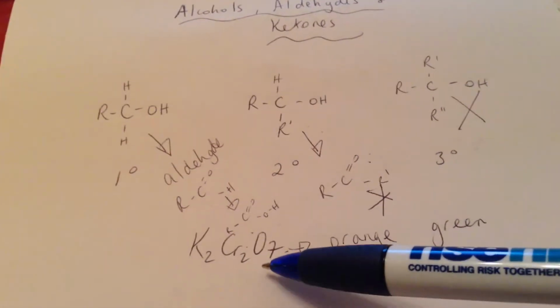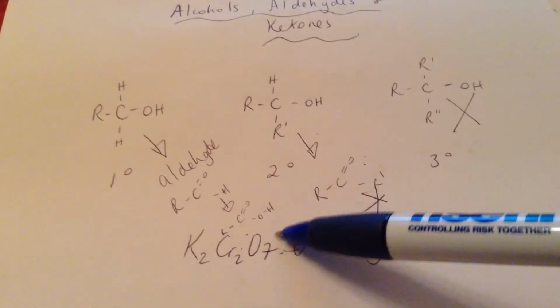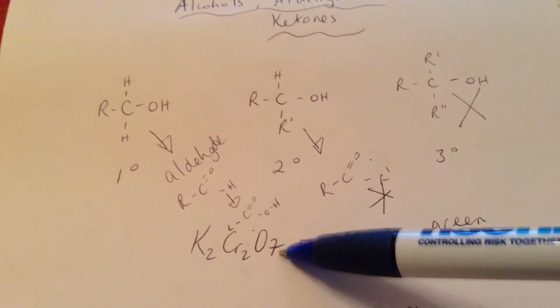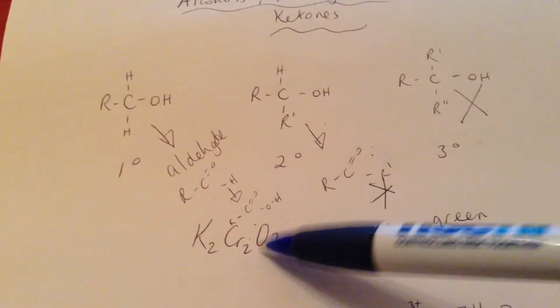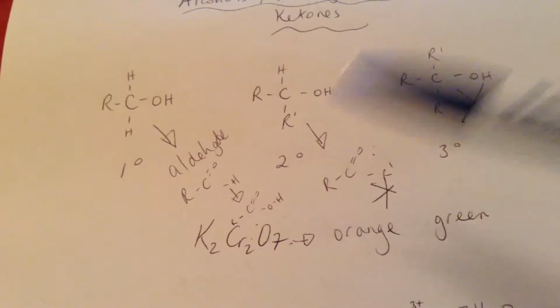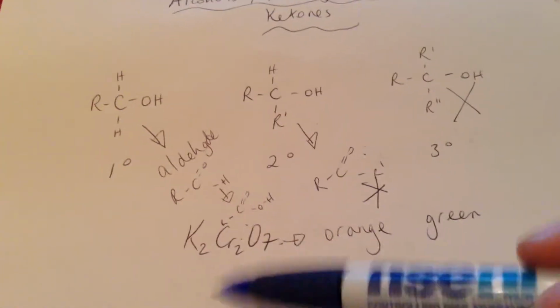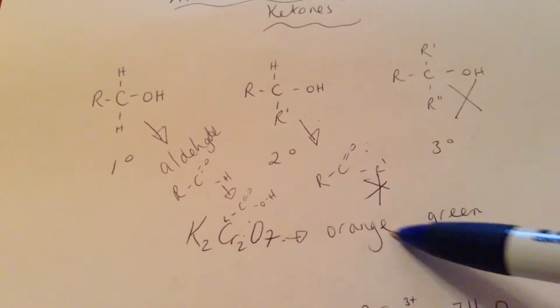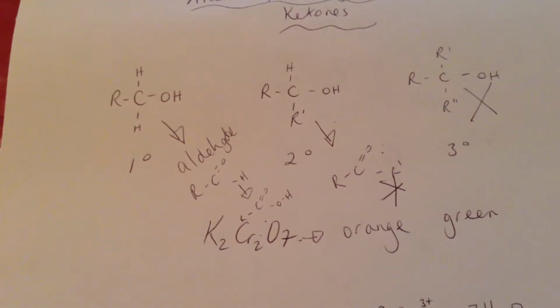What I want you to do now is to see if you can remember the redox half equation for the dichromate. So maybe you want to pause this for a minute, see if you can remember how to write it, your Cr2O7 and what it's converted to.